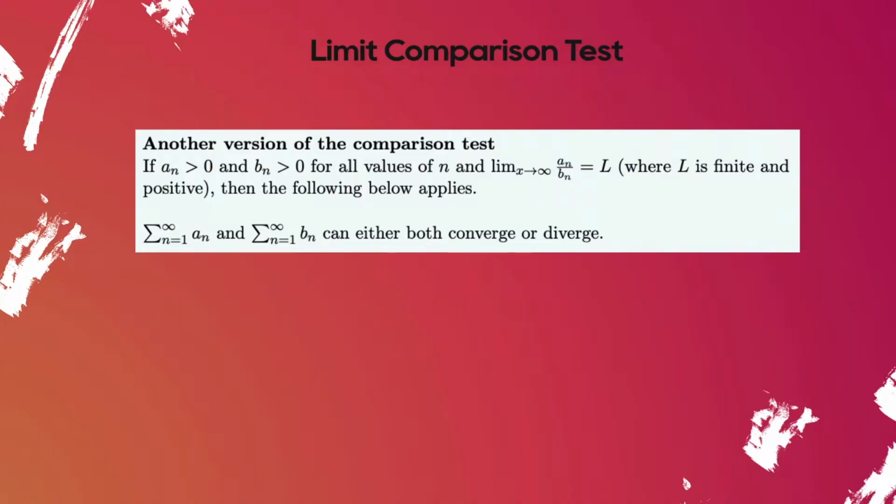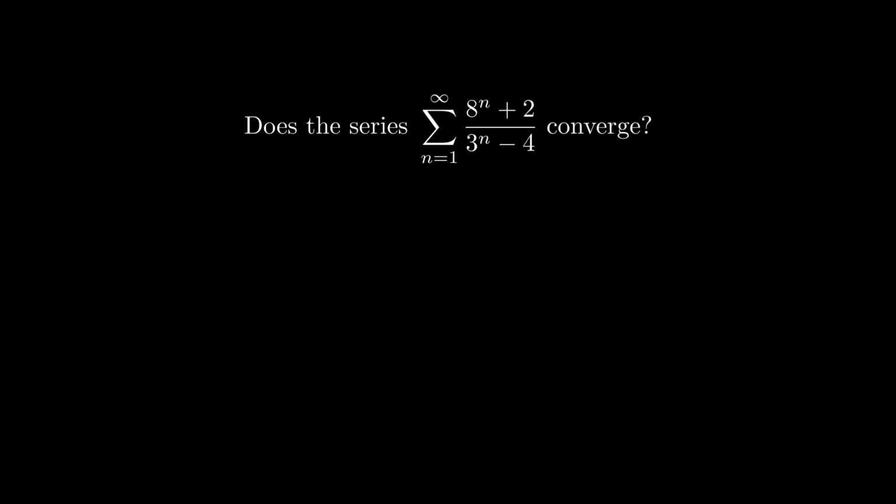This is useful because we can compare to a known series. Now let's look at an example of this. Does the series a to the power of n plus 2 divided by 3 to the power of n minus 4 converge? Well, let's use the limit comparison test. Again, remove the constant terms to find a series to compare it to. So we remove positive 2 and negative 4, and we're left with a to the power of n and 3 to the power of n, and that's b of n.